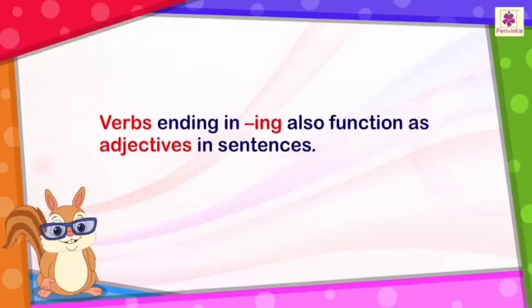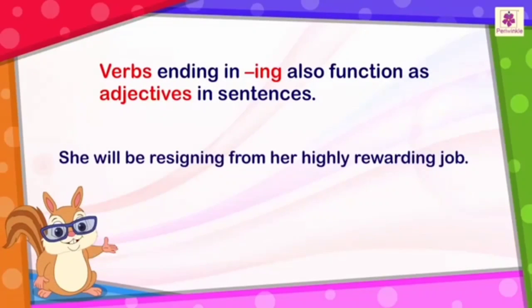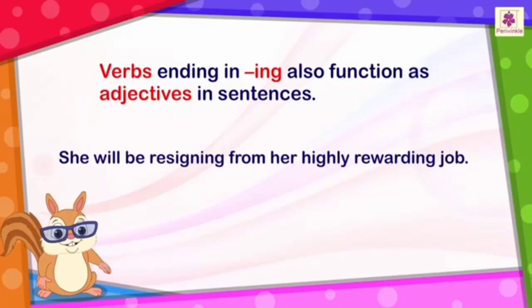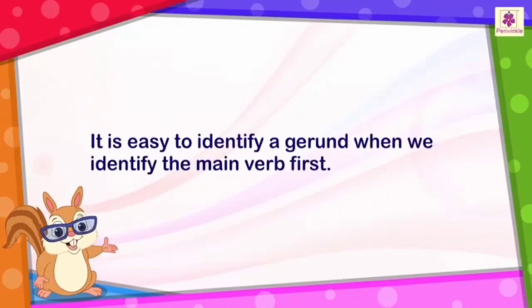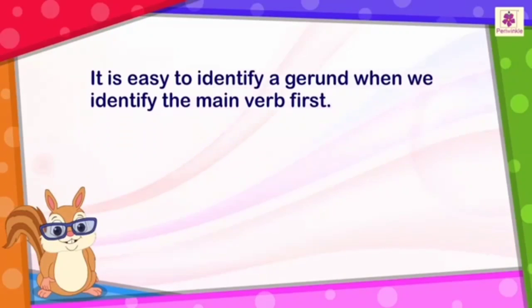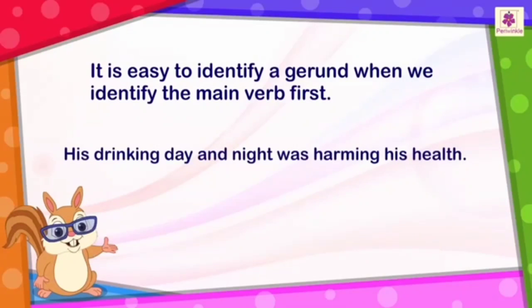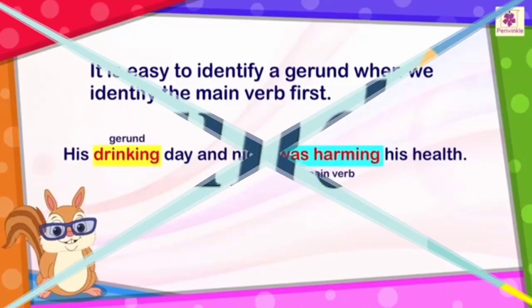Verbs ending in ing also function as adjectives in sentences. For example, she will be resigning from her highly rewarding job. Here, rewarding is used as an adjective. It is easy to identify a gerund when we identify the main verb first. For example, his drinking day and night was harming his health. Here, was harming is the main verb and drinking is the gerund.